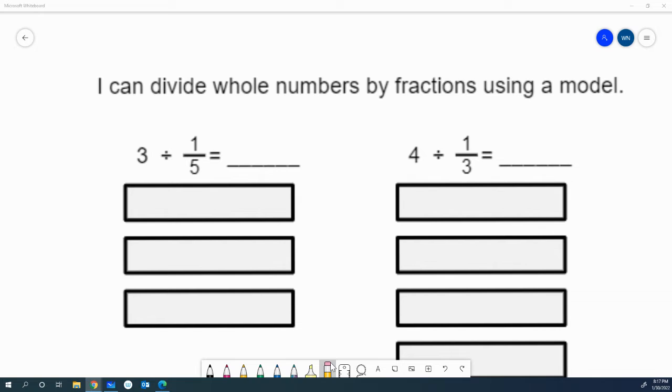Let's go ahead and jump into this very first problem. Our very first problem says 3 divided by 1/5. All right, 3 divided by 1/5. As you can see, I've gone ahead and made your 3 rectangles for you. Kind of takes a little bit of the stress out of that. So your job is going to be to divide these rectangles. Now, when we're deciding what we're going to divide them into, you're going to take a look at that 1/5. We're going to divide each of them into fifths.